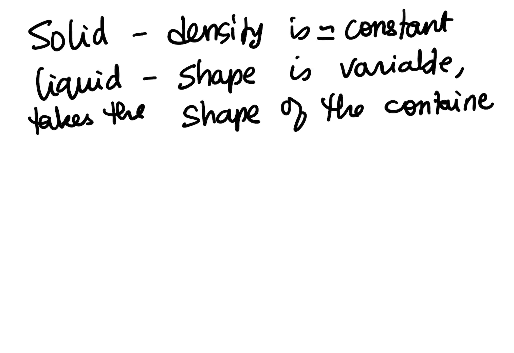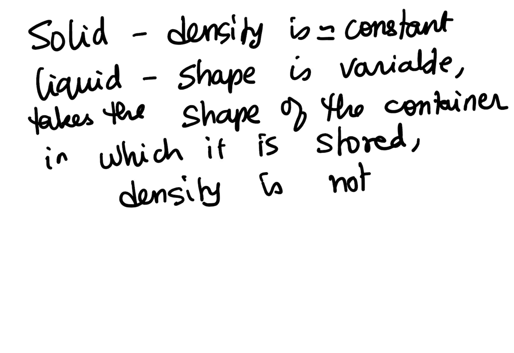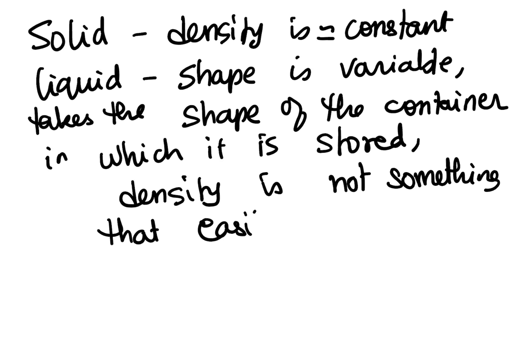In which it is stored. Like, for example, if you store gasoline in a tank or in a can or in a bottle, it takes the shape of the container. Its density, however, is not something that can be easily changed. Like in this case, it behaves like a solid.